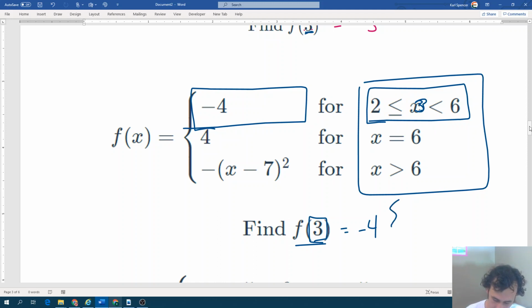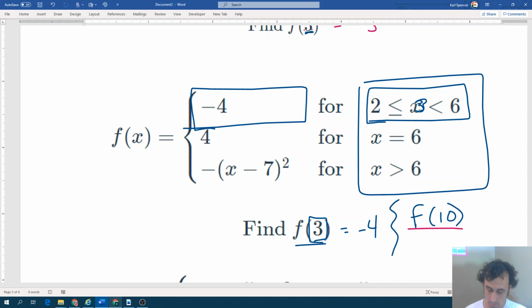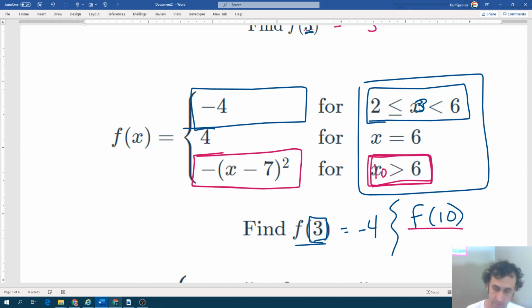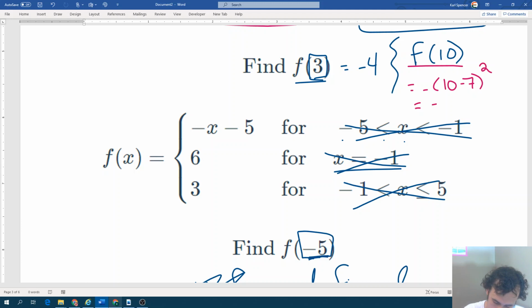Consider, though, if you would have had the problem f of 10. If I were to evaluate f of 10, 10 falls into which interval? Well, if you look quickly, 10 falls into this last interval. 10 is greater than 6. So because this is the interval that 10 works for, we're going to evaluate using that equation. I would plug in 10, -10 minus 7 squared. Personally, I would throw it in my calculator and evaluate it out, and you would get -9.